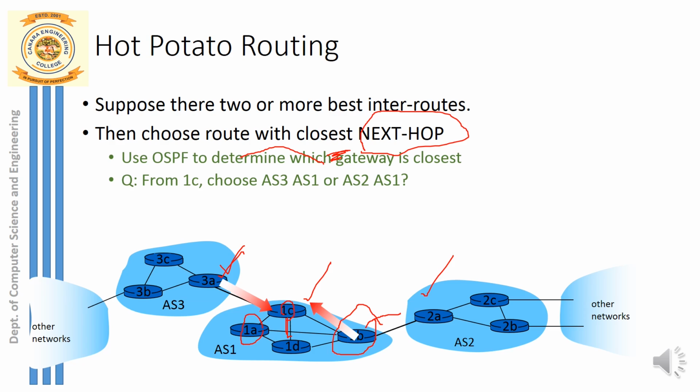So this is the example where a packet at 1C has to choose the best route, and both the routes are shortest paths, giving the same shortest path cost. So 1C to 3A if the cost is the same, and 1C to 2A also if the cost is the same, in that case both are chosen as the shortest path. So which path should be chosen? The closest next hop should be chosen. For 1C, 3A is the closest next hop rather than 2A. So this is what is called hot potato routing.